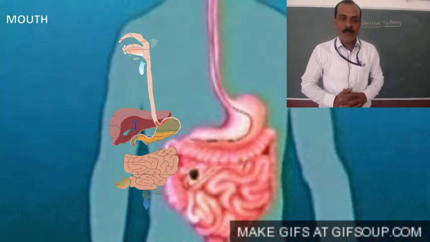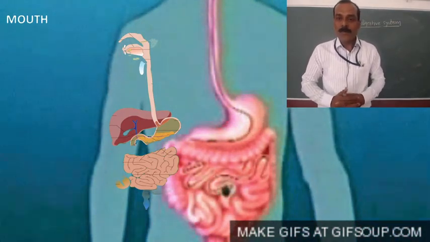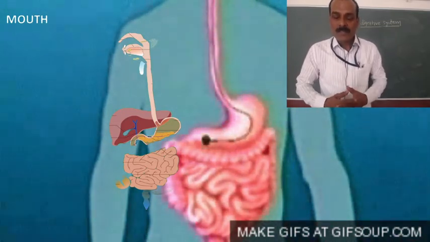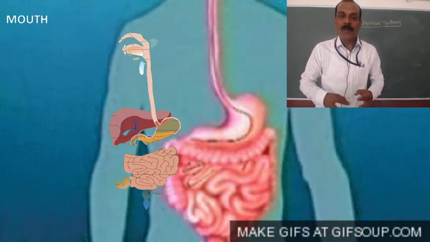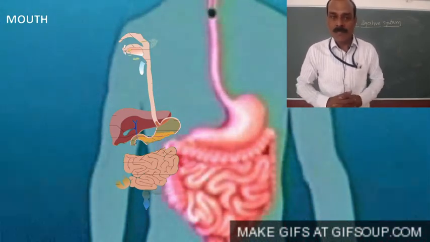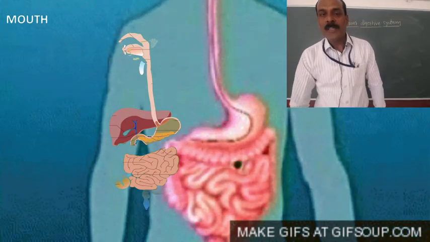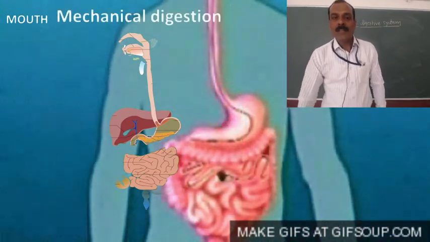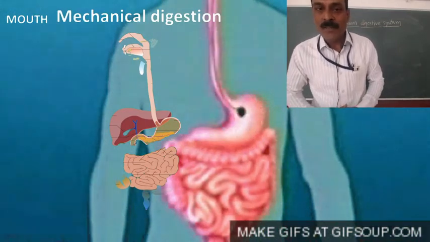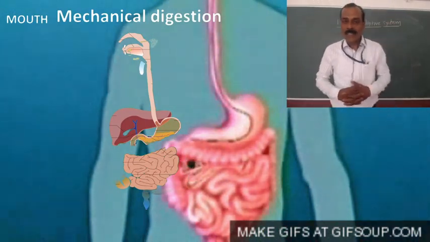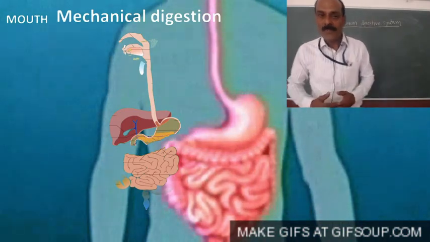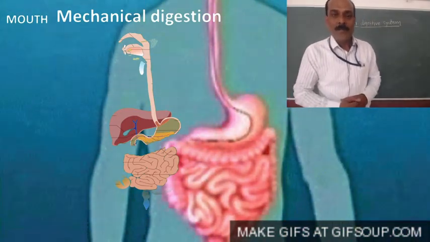As it starts from the mouth, today we will discuss the different organs and how digestion takes place in the mouth itself. Dear children, in this cavity, two types of digestion take place: one is mechanical digestion and the other is chemical digestion. But first, we will see the mechanical digestion.